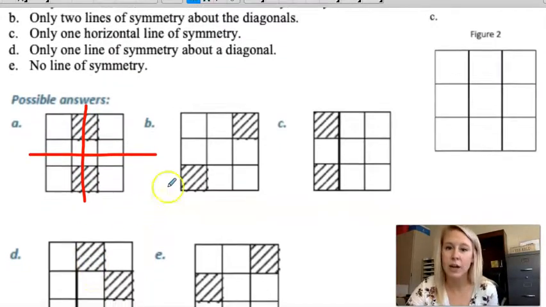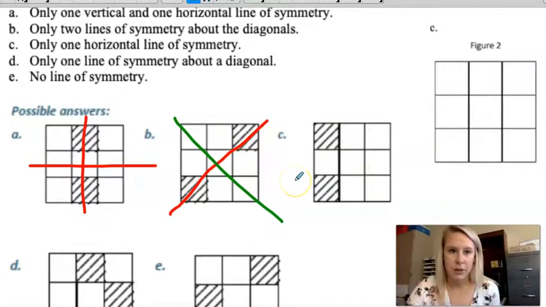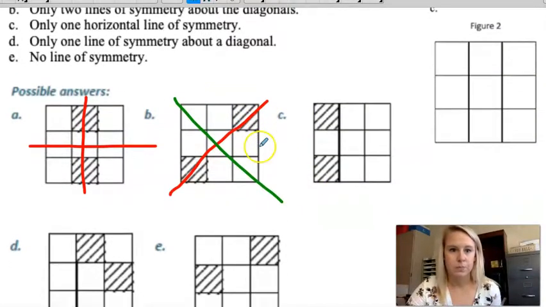B said 2 lines of symmetry about the diagonals. So you basically had to shade the corners. So here is 1 line of symmetry, same top and bottom. Here's another line of symmetry, same as the top, same as the bottom. Okay. Again, you could have had many answers to this. This is just one example.